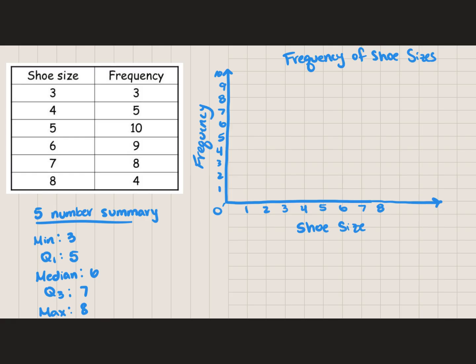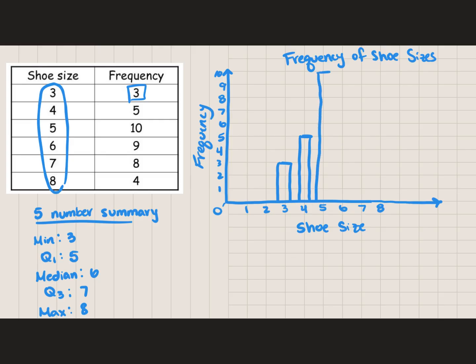And since I don't have intervals for my shoe sizes, this is likely going to be more of a bar chart than it is going to be a histogram. And so what I'm going to do is now at 3, I'm going to go ahead and add in my little frequency there. So my bar is going to go up to 3 and down. 4 is going to go to 5 on my bar chart. 5 is going to go all the way up to 10, and so on and so forth. You can fill in kind of the rest there.